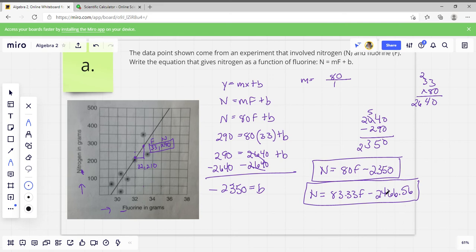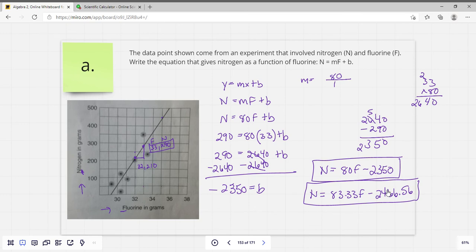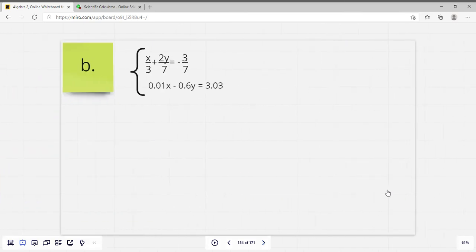Okay, mine's close to that. It's not the same. So as long as you get something close, I'm okay with that, because their estimation for this point was something different than what I estimated for that point. Unless they tell you exactly what those points are, or unless one of these points is going exactly across, hitting somewhere right on it, you're not going to get the exact same answer, and that's okay. All right, B.